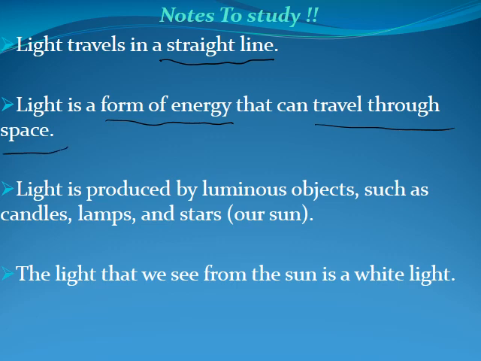Light is produced by luminous objects. Examples of these luminous objects: candles, lamps, and stars. Another example is our sun. The light that we see from the sun is a white light.